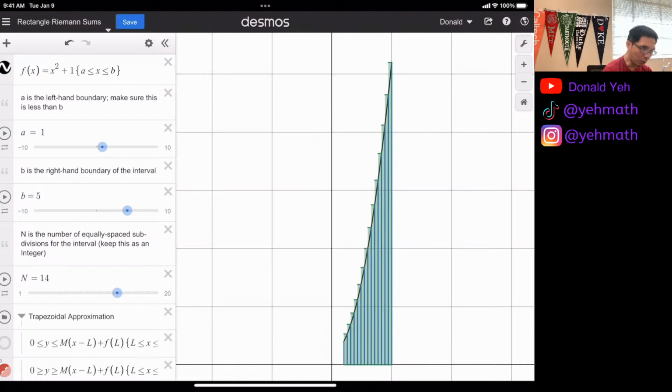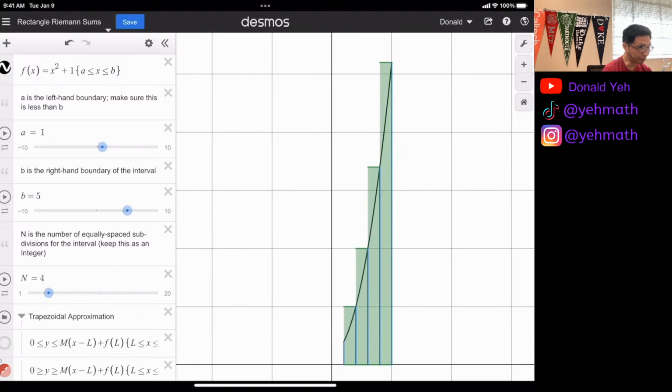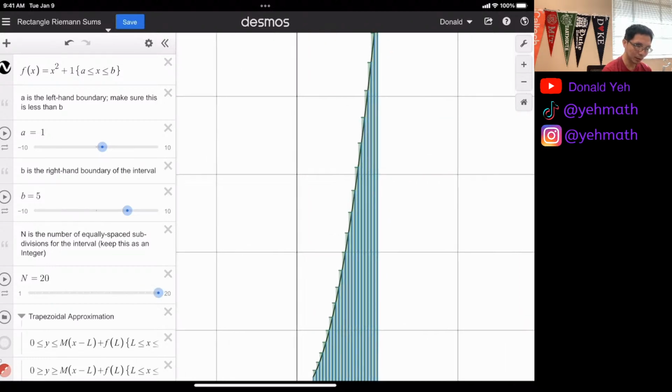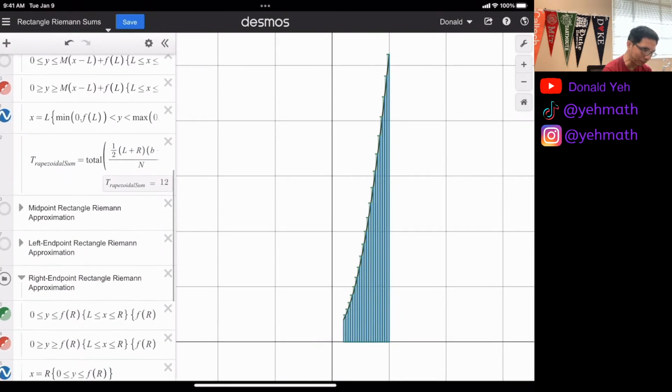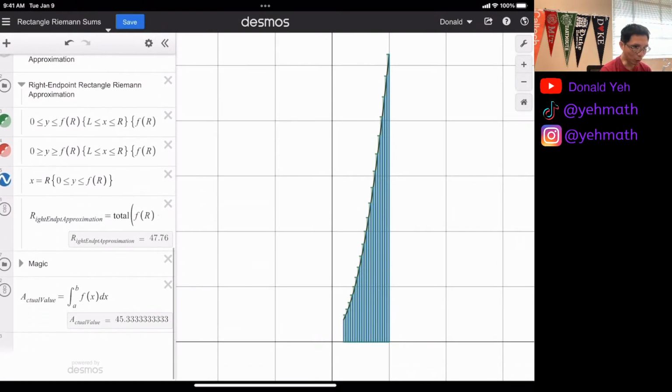Okay, so this is only 4 rectangles. How do I make it more precise? Well, break it into more rectangles. Do you see that? And it gets very precise. Let's just say 20. What is the actual answer? The actual answer is 45.333. The right end approximation with 20 rectangles is going to be 47.76. Do you see that on the side?